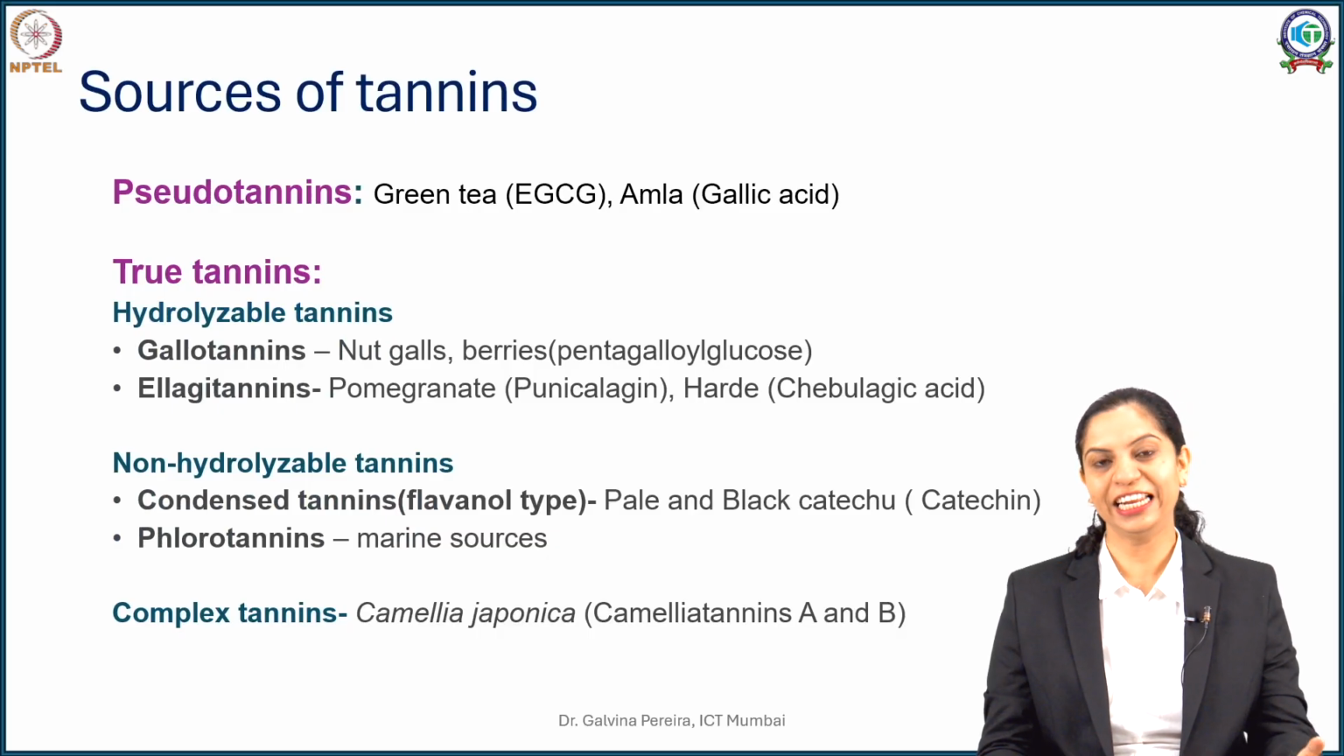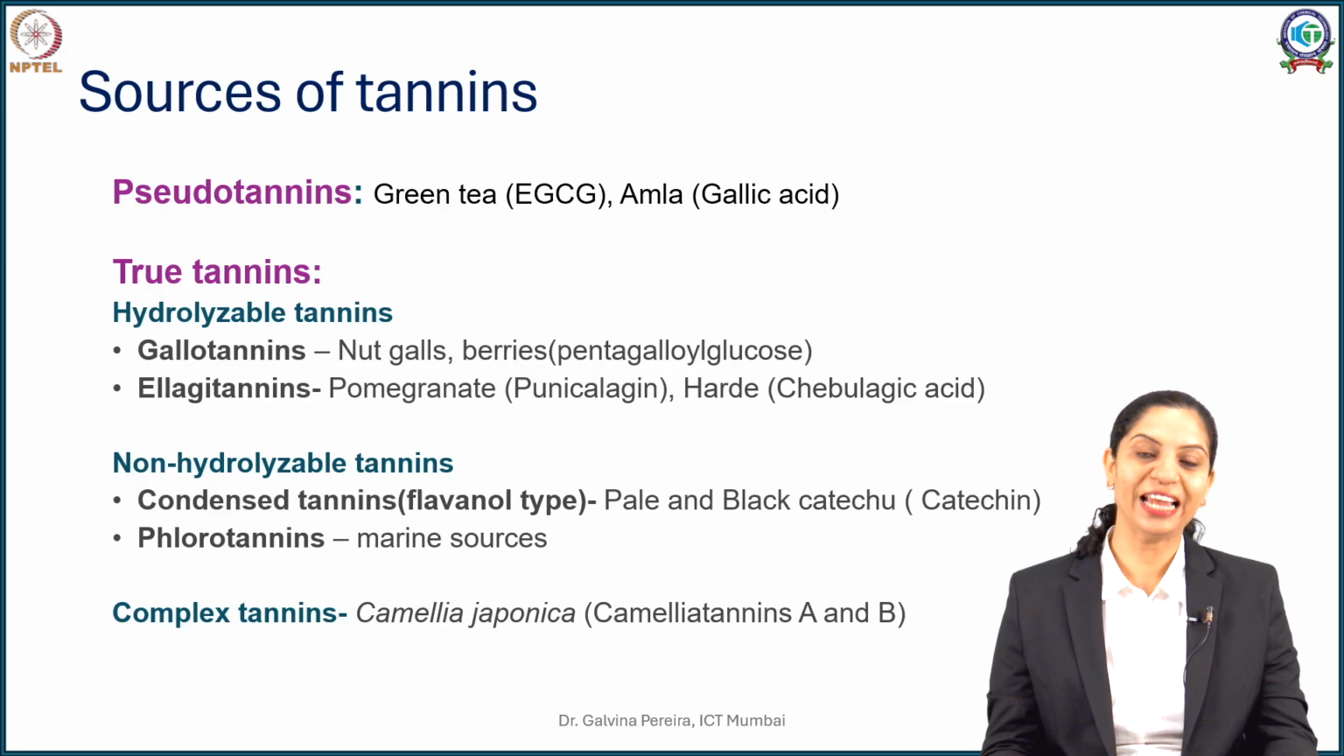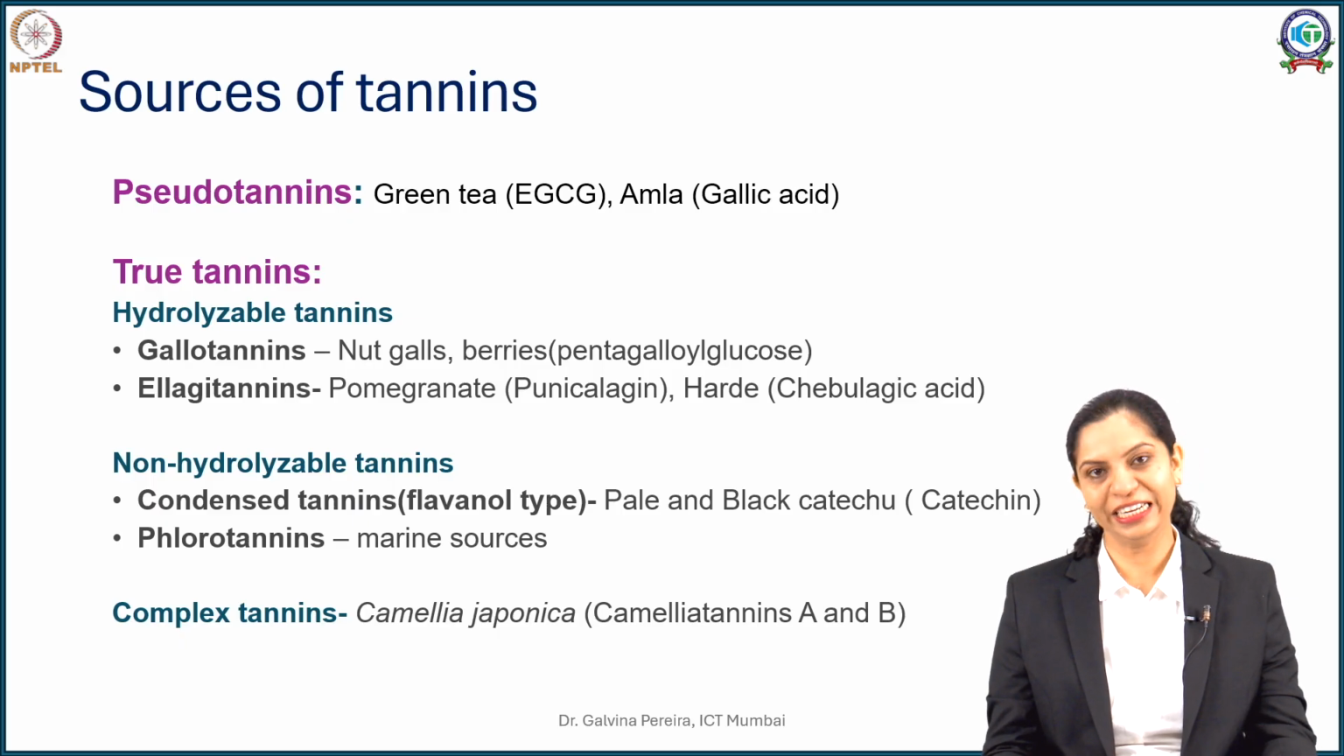When you say green tea, it's the light green colored concoction that you produce out of tea leaves, which contains epigallocatechin gallate, and the very tarty, very astringent amla. They contain low molecular weight pseudotannins such as gallic acid and epigallocatechin gallate. Apart from that, true tannins, which are high molecular weight tannins, are present in the form of hydrolyzable and condensed tannins.